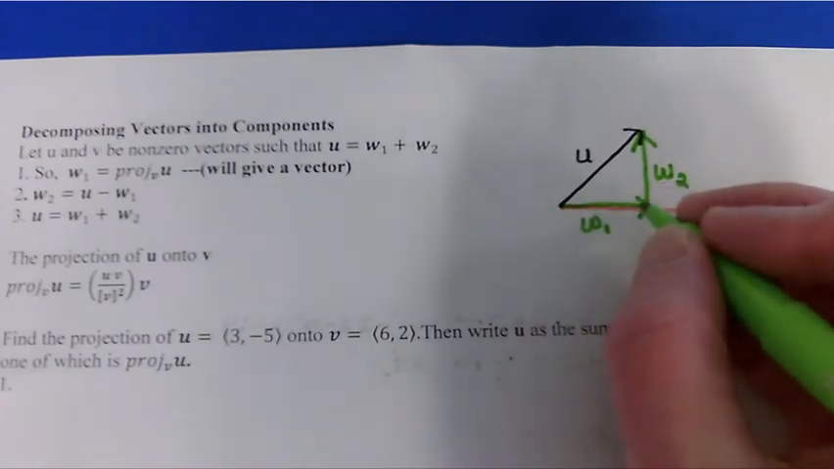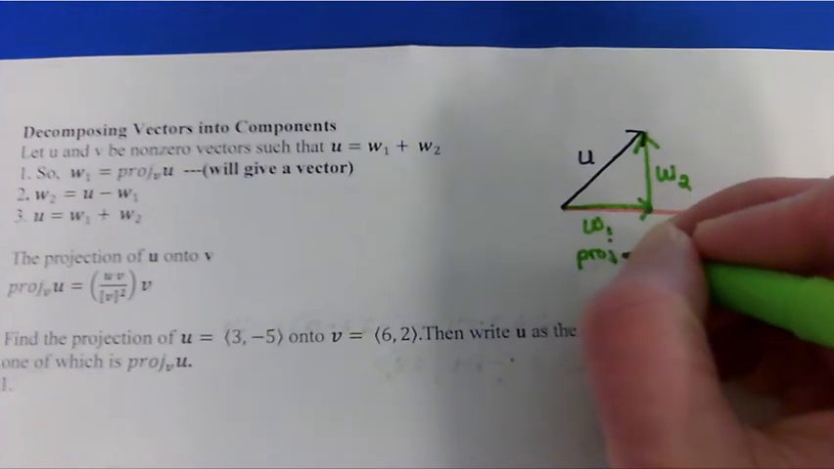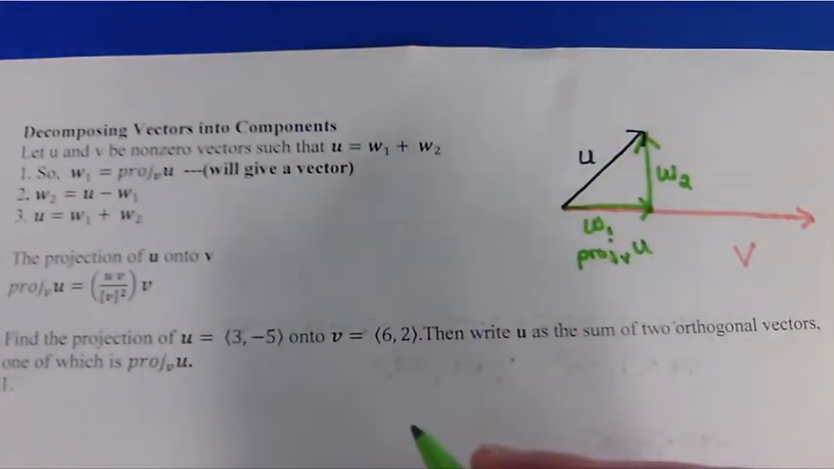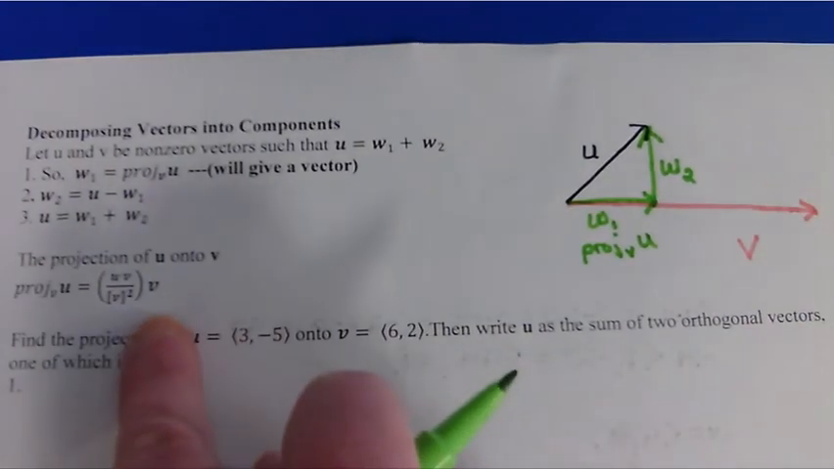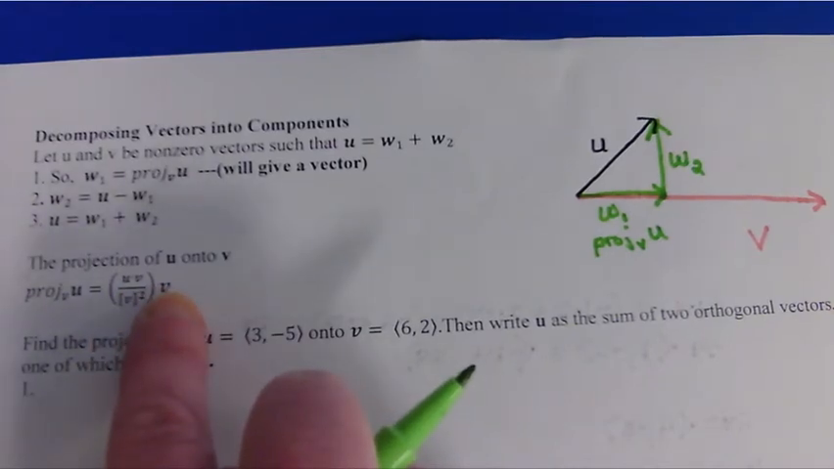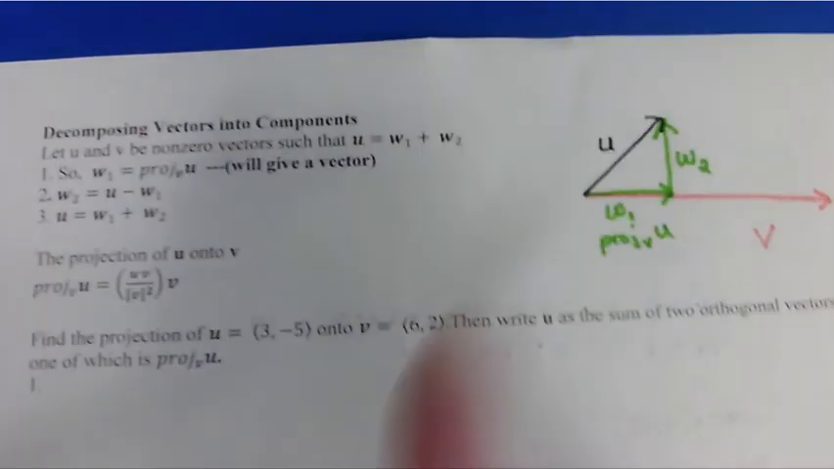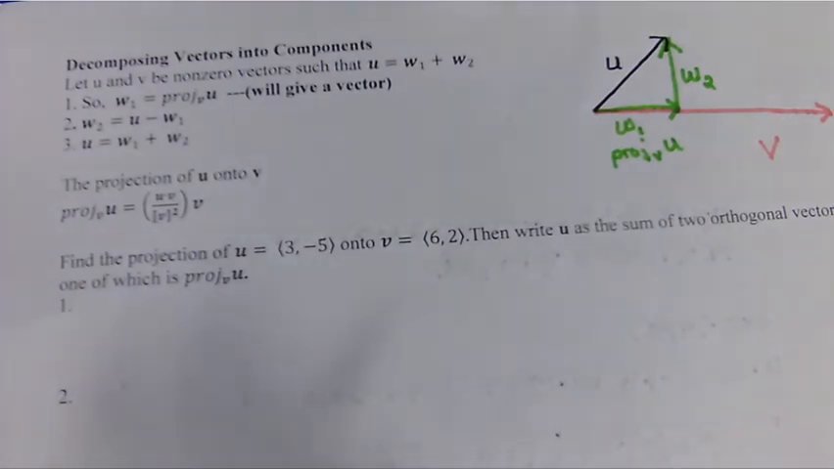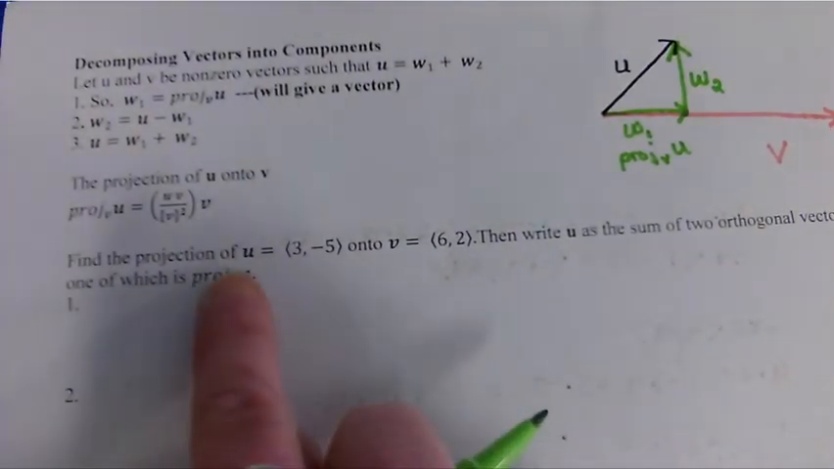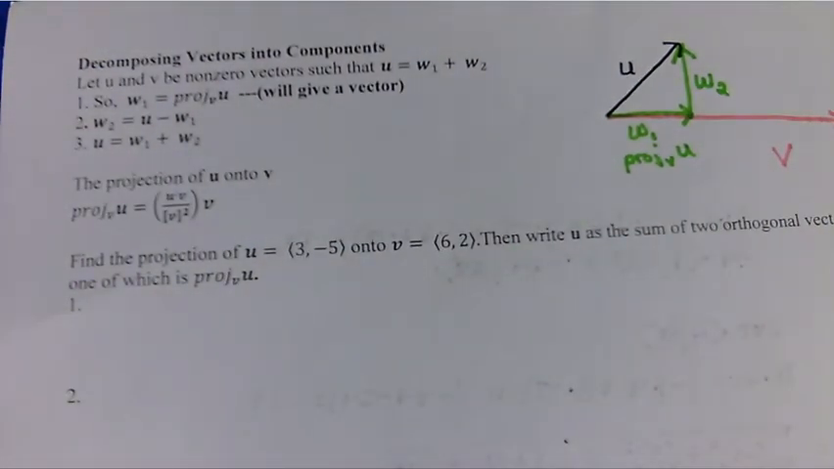w1 is the projection onto v. In other words, it's the shadow that u makes. And it is found by this formula. This is finding that cosine of the angle times v. That's going to give me my x component. Cosine of the angle times v will give me that x component. So, find the projection of u onto v. We don't have to draw the picture. We can do all this algebraically.